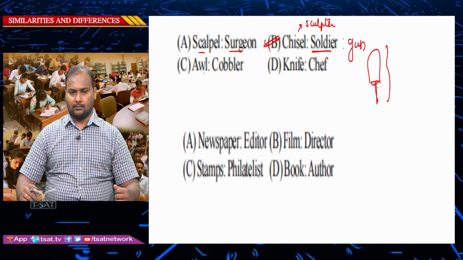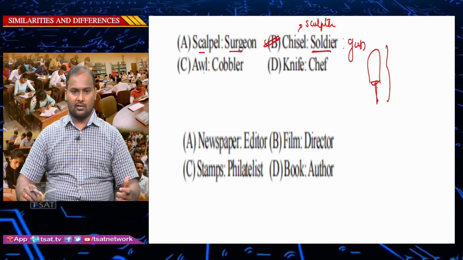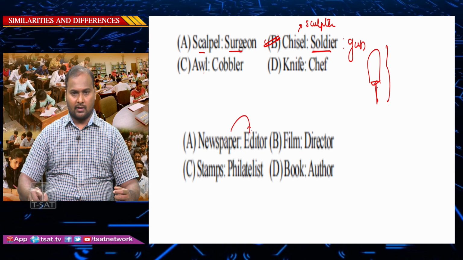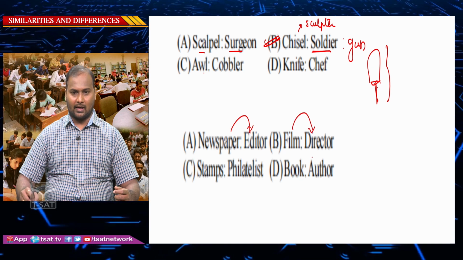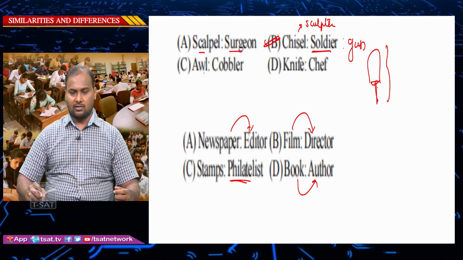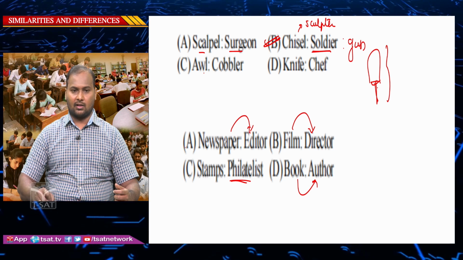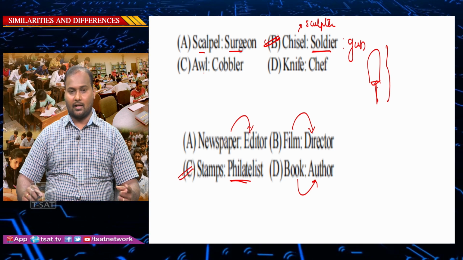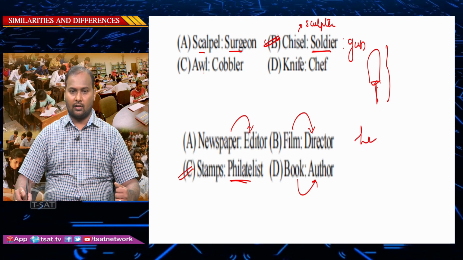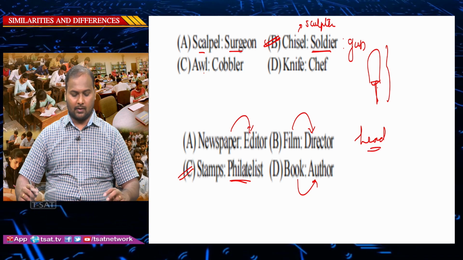A newspaper editor, film director, stamps philatelist, book author. The moment you see this, what is the relation you can establish between newspaper and editor? We know that head of the newspaper is editor, head of the film is director, head of the book is author. And what is philatelist? Philatelist means a person who collects stamps. Collection of stamps, right? So that is the reason option C is not matching. And in the remaining three cases, what is the similar thing? The similar thing is head of that particular profession.